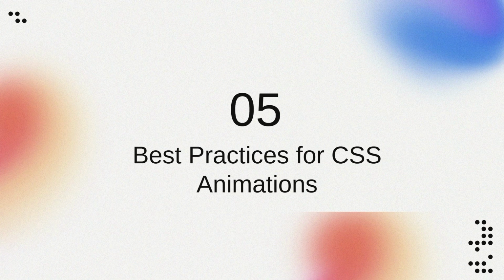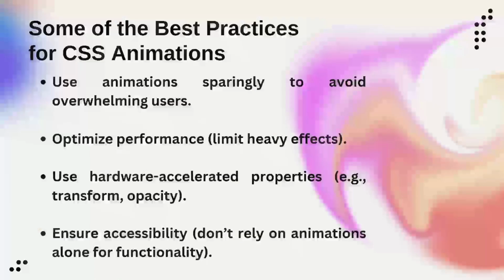Let's learn about the best practices for CSS animations. While animations are fun and engaging, here are a few best practices to keep in mind. Too many animations can distract or overwhelm users. We should use it sparingly. We should avoid heavy animations that can slow down our site. Stick to hardware accelerated properties like transform or opacity. We should also ensure animations don't affect the usability for users with disabilities. Remember, animations are tools to enhance user experience, not replace functionality. Always use them thoughtfully.